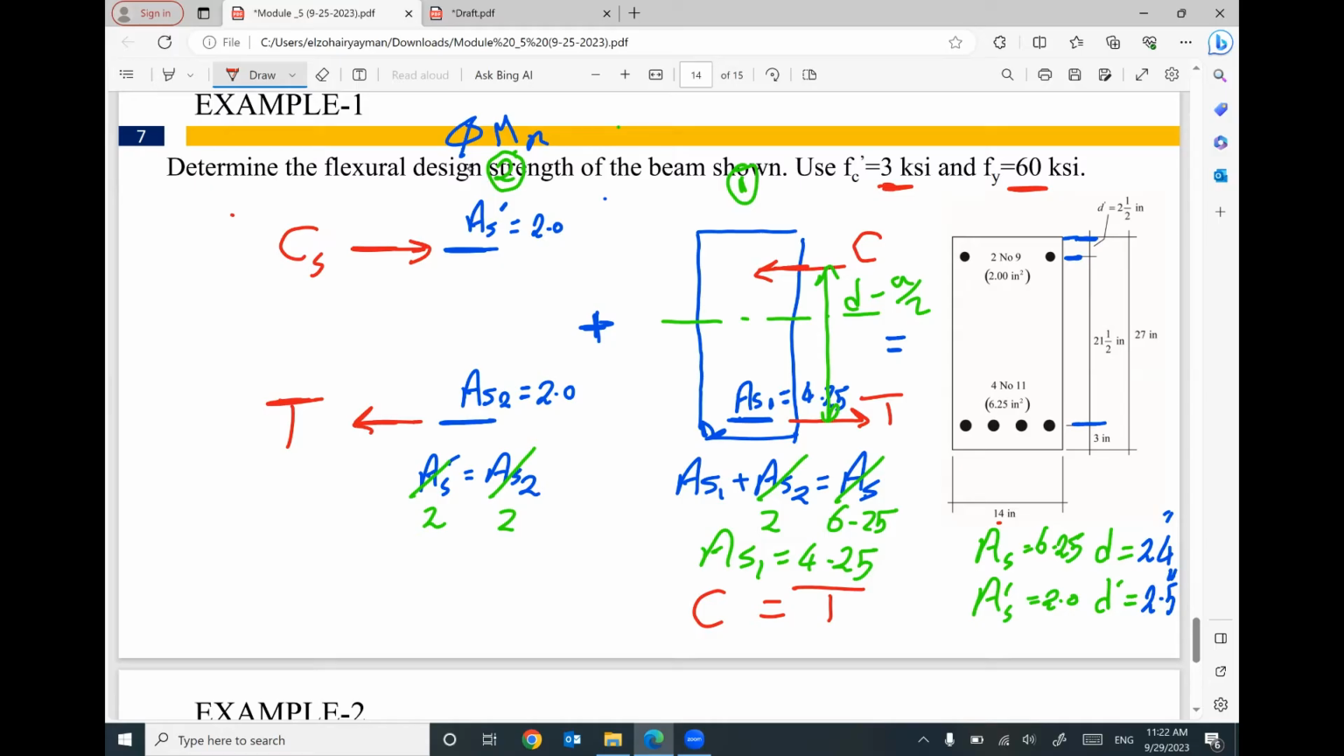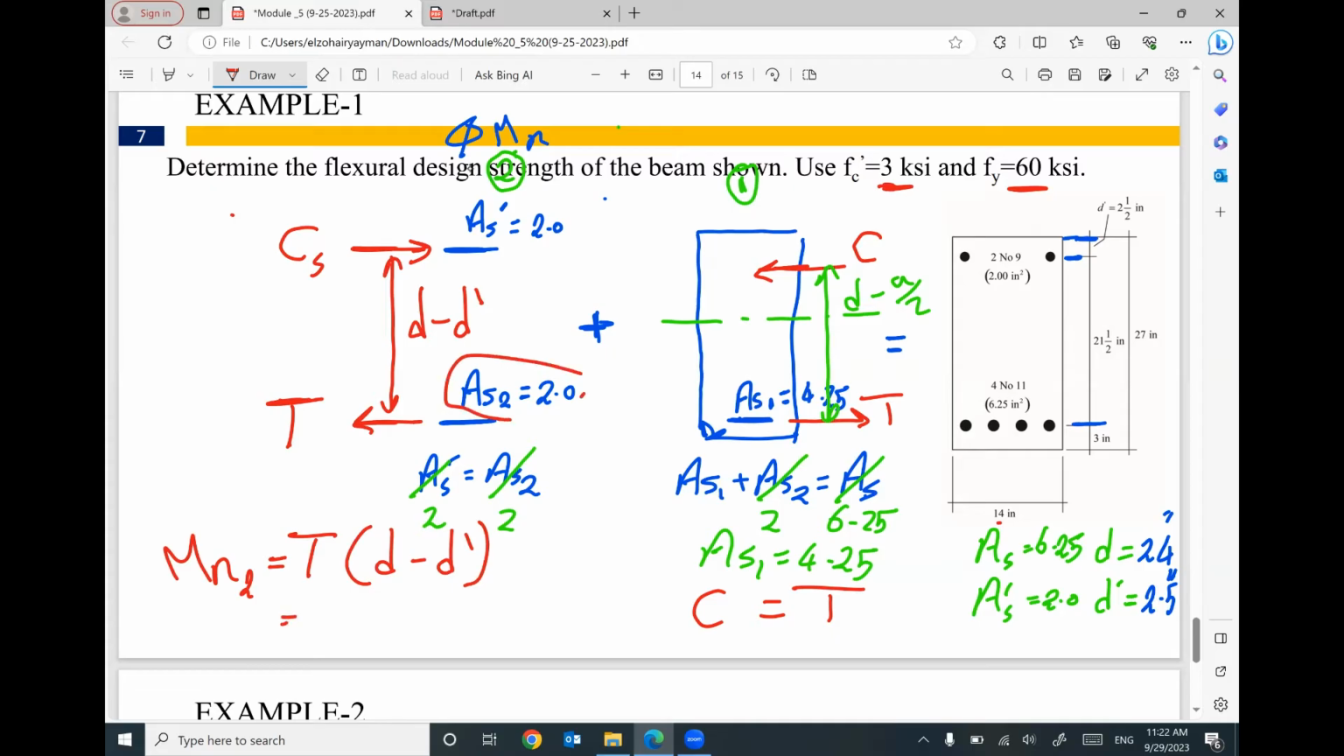You don't need to say capital C equals capital T because they already equal. Does that make sense? I can say the distance between the two forces will be depth minus D prime. So the nominal moment for this part will equal capital T at the bottom times the distance in between. Capital T equals area of steel 2 times F yield 60,000 times depth 24 minus D prime 2.5.